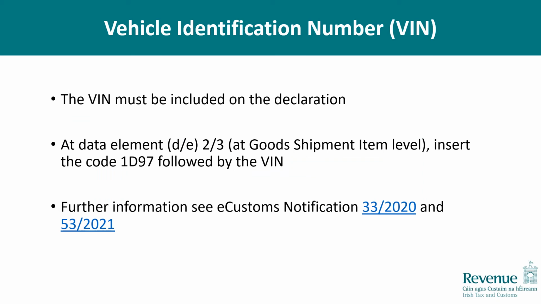The vehicle identification number, or VIN number, for the vehicle must be included in data element 2/3, which caters for additional information. The code 1D97, followed by the VIN, should be input in this data element. For further information on VIN numbers and the importation of vehicles, please refer to the relevant e-Customs notifications referenced on this slide.